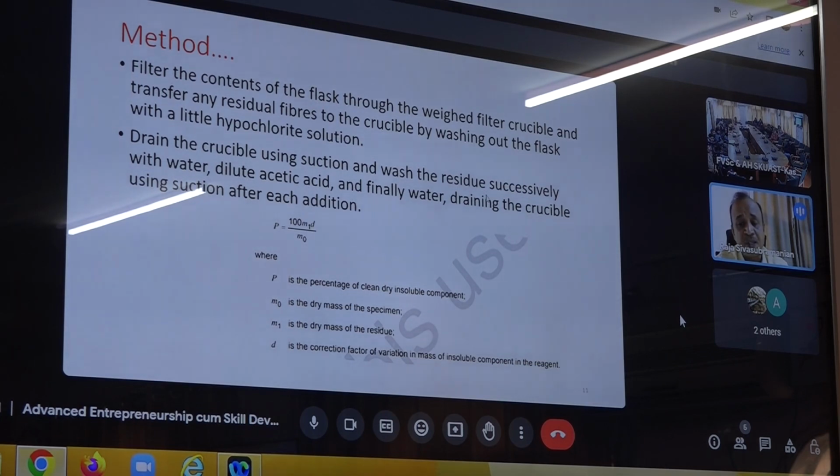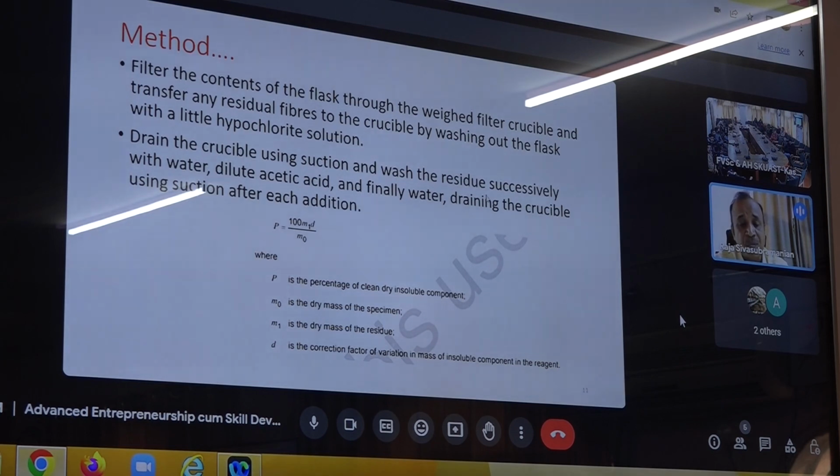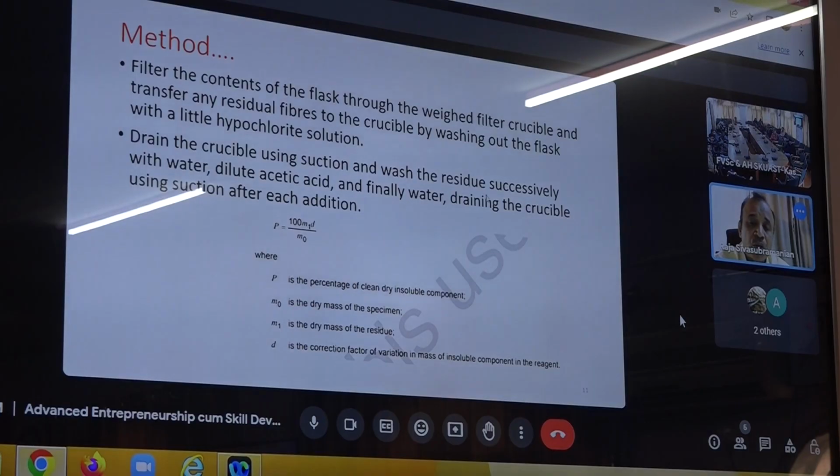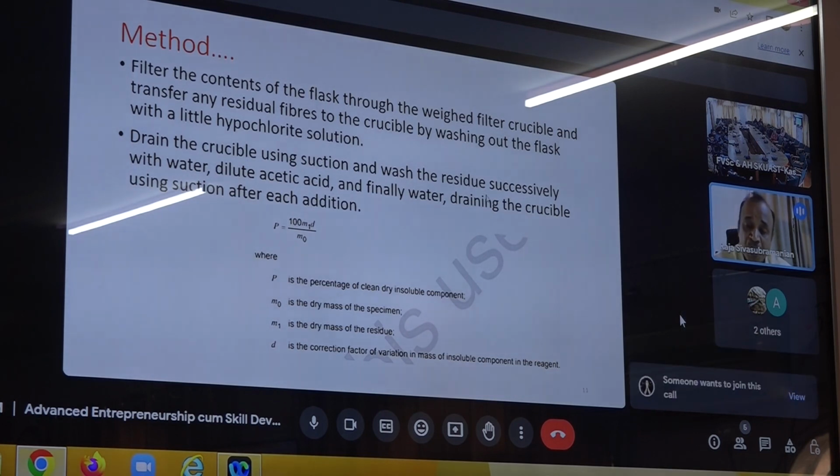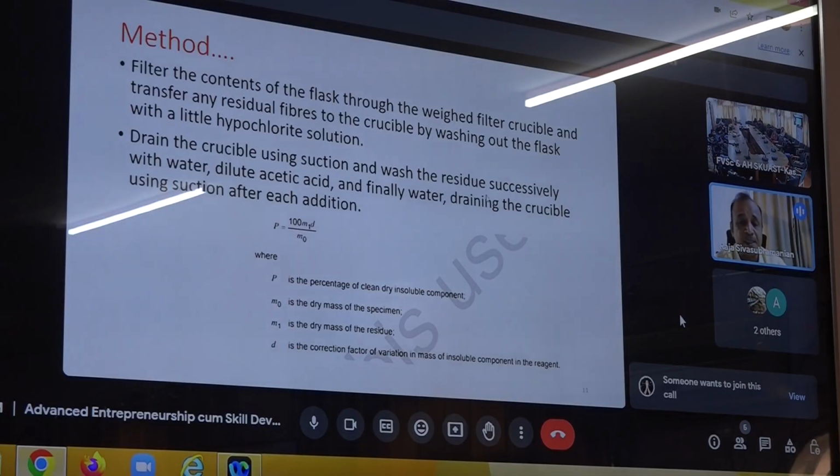P is the percentage of clean dry insoluble component. You see the formula, it is for the insoluble component. M0 is the dry mass of the specimen, that is 1 gram we have taken here. M1 is the dry mass of the residue after dissolving. D is the correction factor, which you can normally keep as 1. Suppose the Pashmina content is 60%. The dry mass of the specimen is 1 gram, and if 60% is Pashmina, the dry mass of the residue will be 0.4 gram. So you get 40% as the dry insoluble component, maybe polyester, maybe cotton. So 100 minus 40, 60% will be the Pashmina content. Like that, you can calculate the Pashmina content in this method.